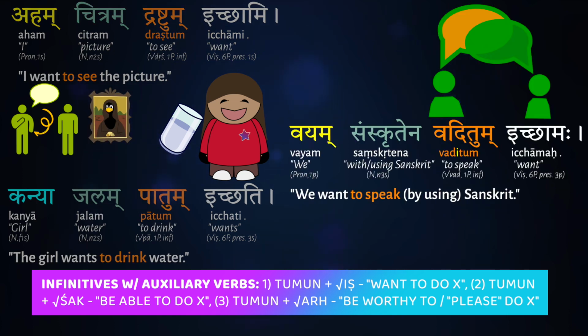Vayam sanskrutena vaditum ichchamaha. We want to speak in Sanskrit. More precisely, we want to speak with or by using the Sanskrit language. Notice the added e here in vad. Vaditum. Vad is a sate root.